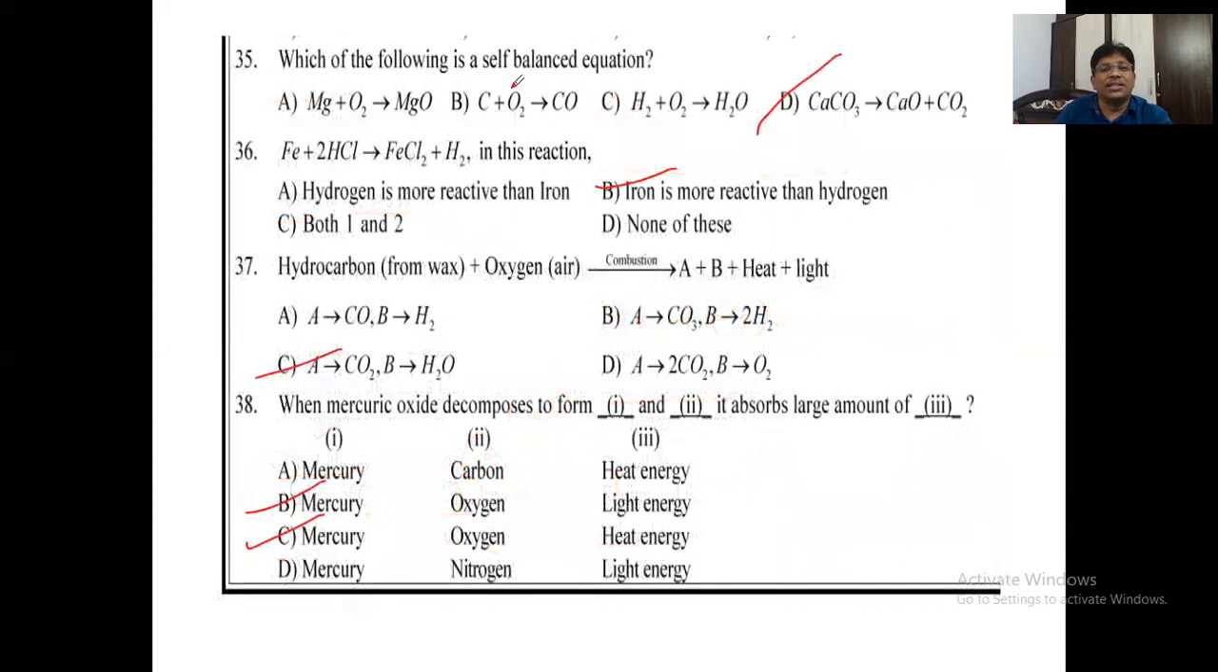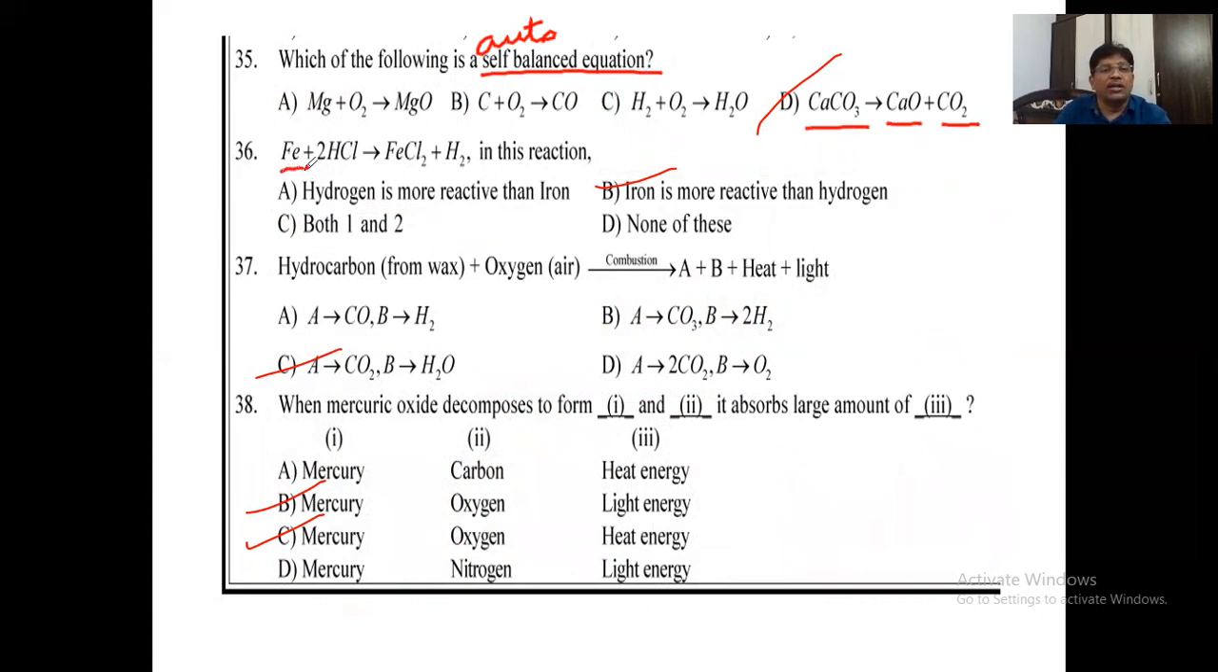Which of the following is a self-balanced equation? Self-balanced means auto-balanced equation. So it is CaCO3 gives rise to CaO plus CO2. It is what now? Auto-balanced or self-balanced equation.